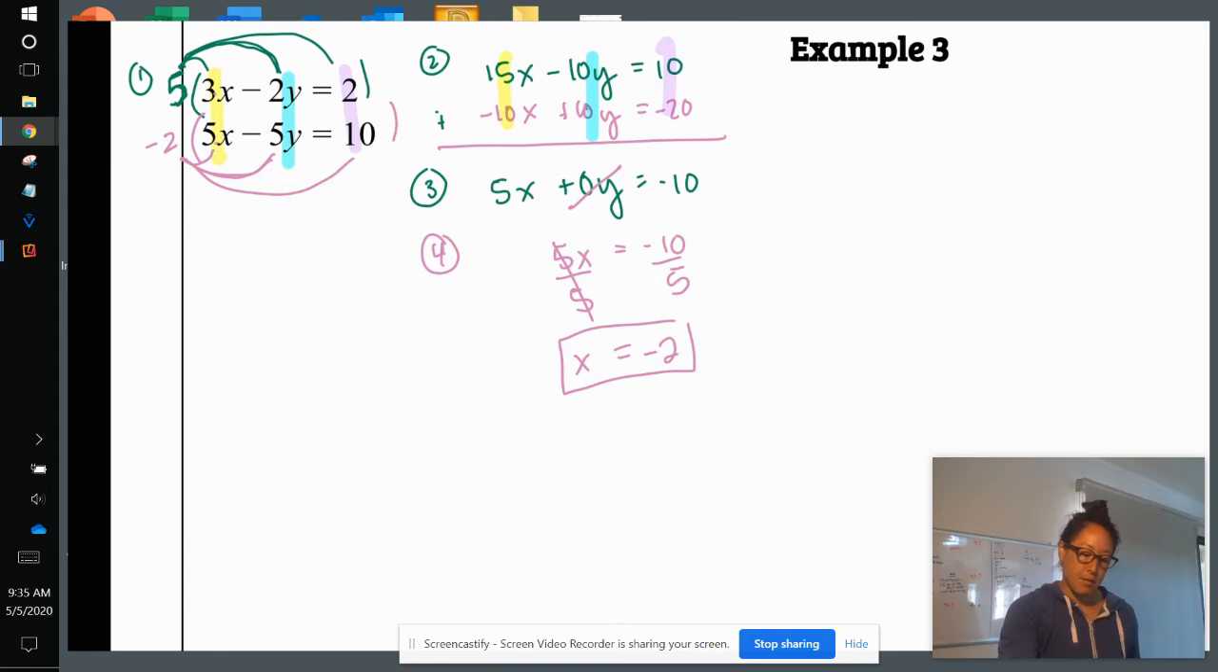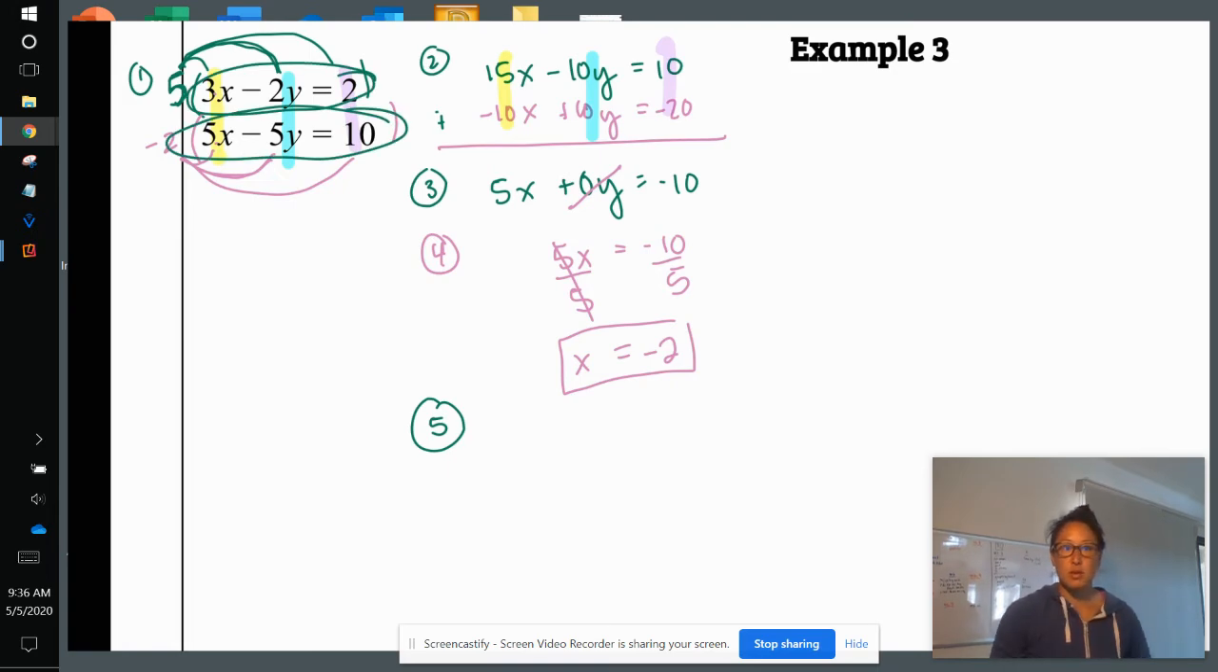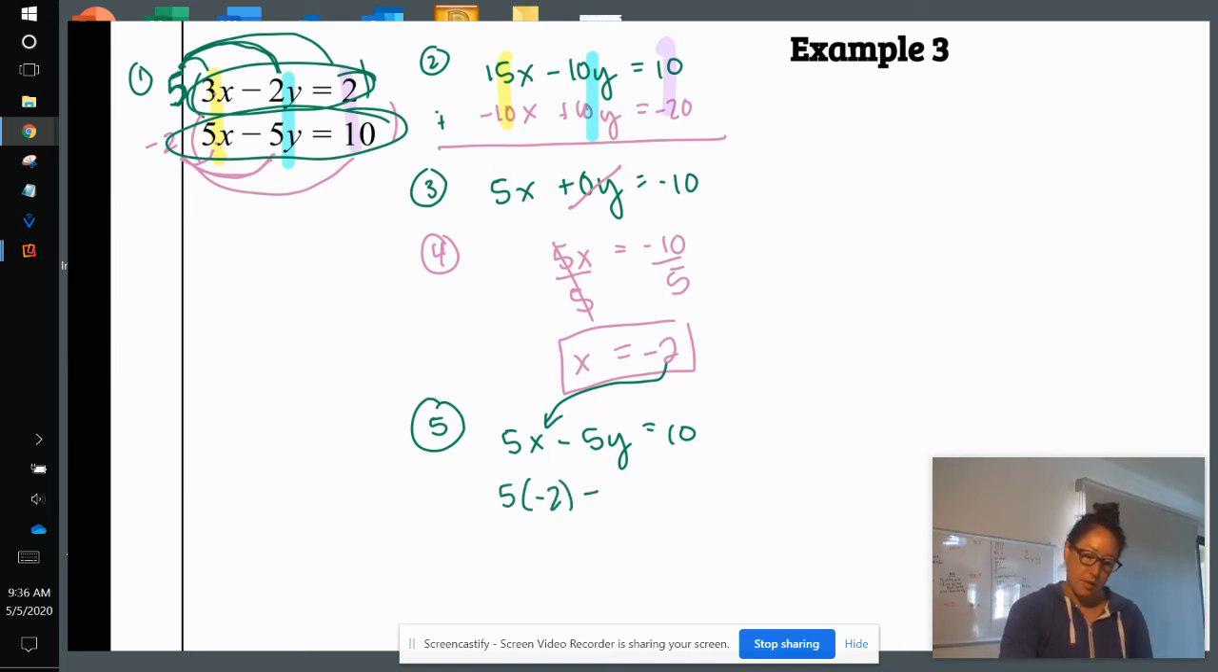All right, step number 5. Use one of the originals. So either that one or that one. So 3x minus 2y is equal to 2, or 5x minus 5y is equal to 10. Let's use the 5x minus 5y is equal to 10. And we're substituting in negative 2 for x. So 5 times negative 2 minus 5y is equal to 10.